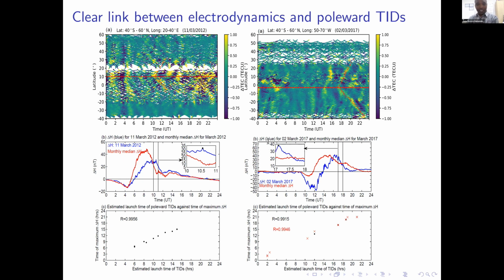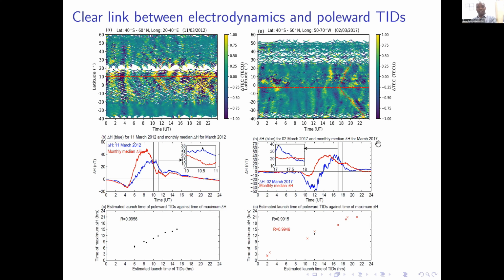So this shows delta H in blue for the 2nd of March 2017 and the monthly median delta H for March 2017. Now, if we are saying that the changes in electrodynamics, or in delta H, could have an influence on these kind of waves which we are seeing in low latitudes, one of the important things to think about is how do you know that a particular change is going to trigger the launching of atmospheric gravity waves? For that, we need the approximate background variability of this kind of electrodynamics.